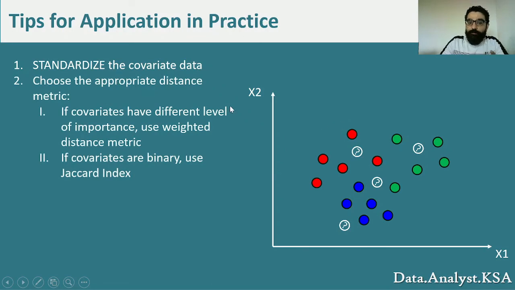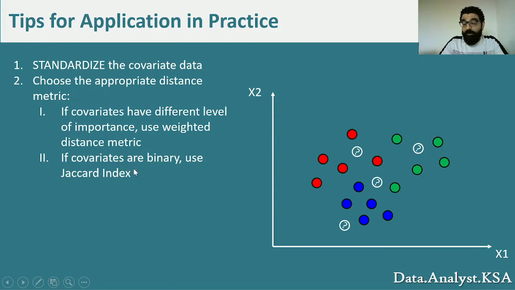Then we need to choose the appropriate distance metric, as we mentioned, if we have different importance for different variables. For example, if we know that x1 is more important than x2, we might care about the points that are closer on the x1 axis more than the points that are closer on the x2 axis. So depending on whatever understanding of the problem we have, we might want to use a weighted distance to give some covariates more power over the others.